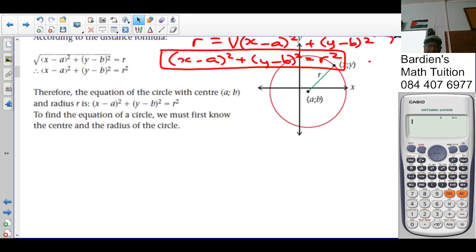For those of you seeing the formula sheet for the first time, check if it's on there. Do you see it there? It is under the equation of the straight line y is equal to mx plus c. You see below that? You have (x minus a) all squared plus (y minus b) all squared is equal to r squared. Okay. So let's look at a couple of examples, and these examples are on page 189. Page 189.